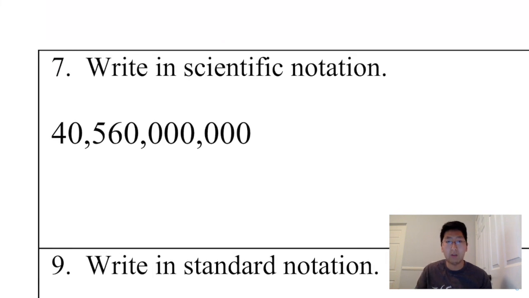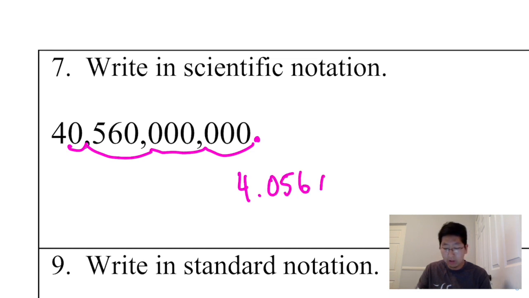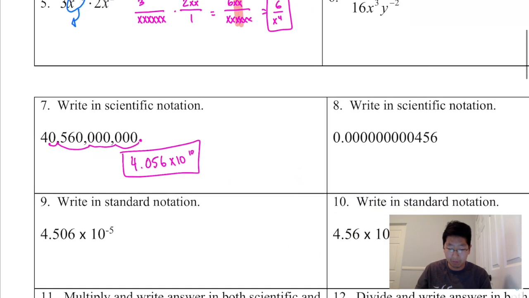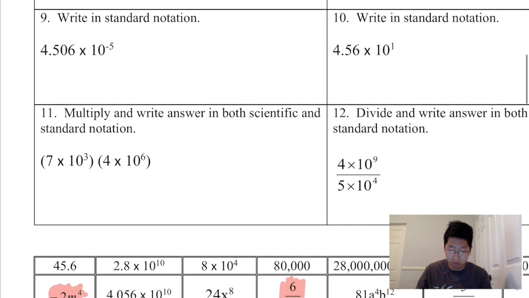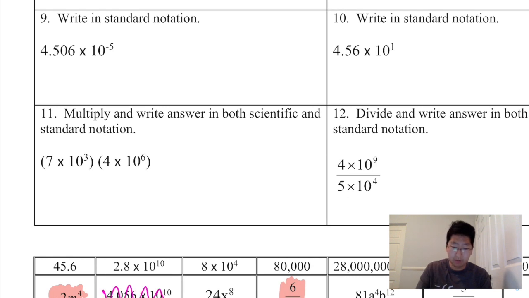You need to write this in scientific notation. If you don't see a decimal point, remember that it's at the very end. Okay? And I'm going to skip count: 1, 2, 3, 4, 5, 6, 7, 8, 9, 10. Remember that C has to be a number between 1 and 10. So 4.056 times 10 to the 10th power. So that's our answer. Hopefully we can find that at the bottom. There you go. Wow.